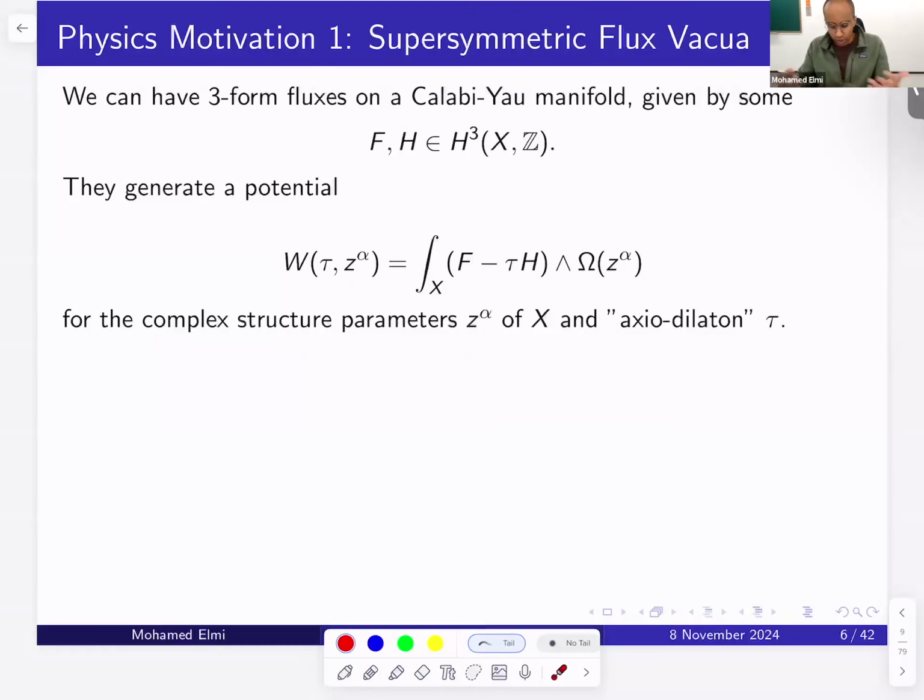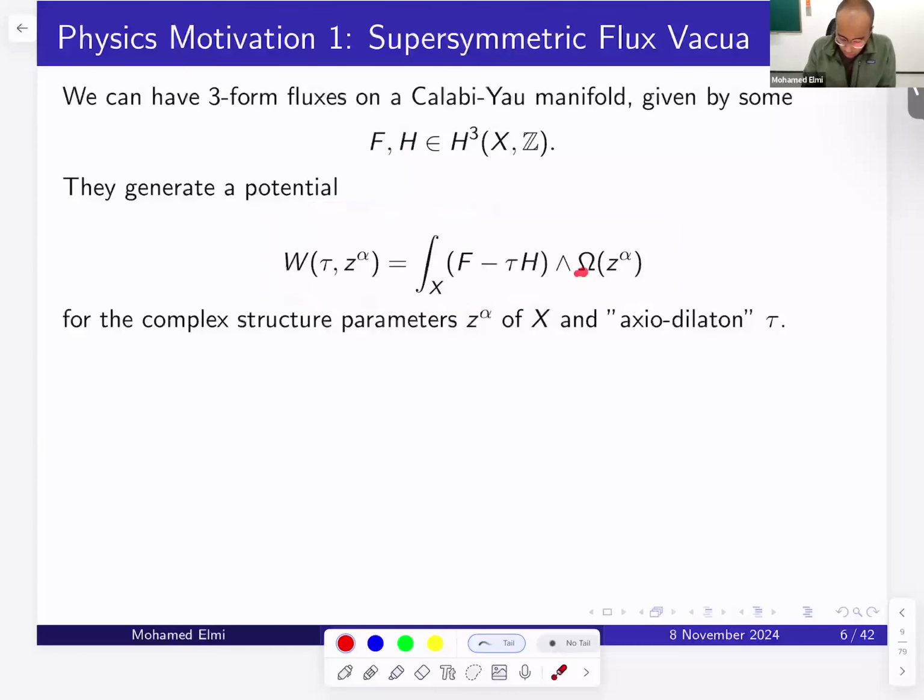In the real world, we don't have massless scalars. The only scalar we have is the Higgs. It's not massless. So this is a problem for people interested in string phenomenology. And one of the most common ways of trying to stabilize moduli is by turning on these fluxes. They will generate a potential for these complex structure deformations.